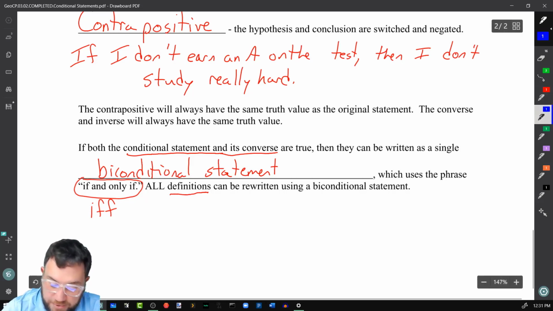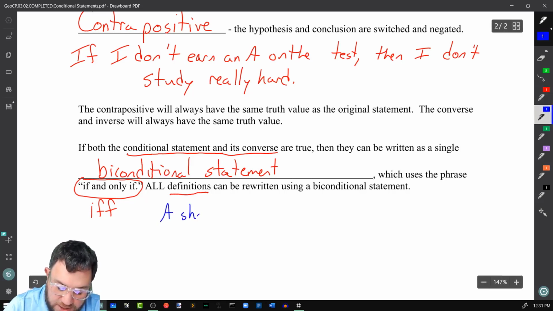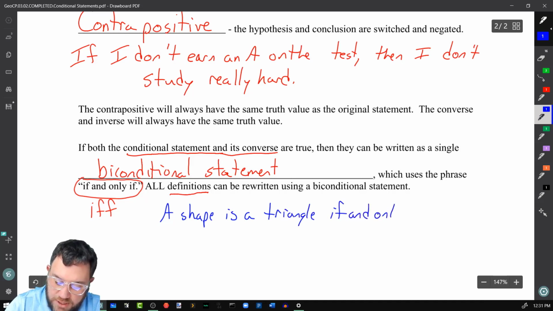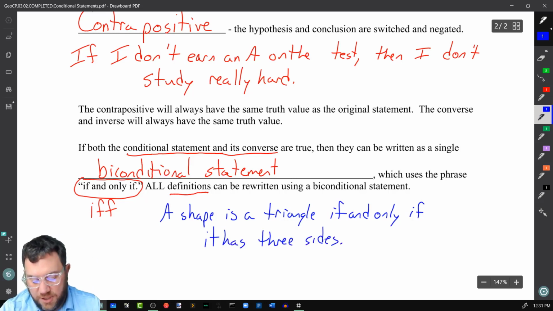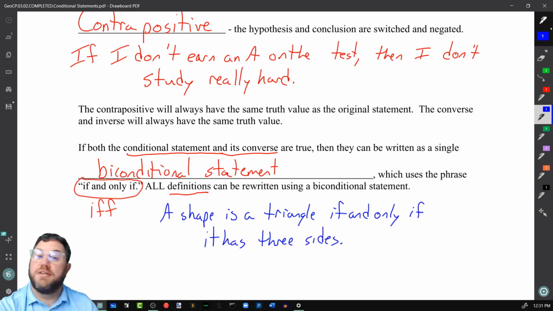So one example of that: a shape is a triangle if and only if it has three sides. And the reason that works is because if it has three sides, then it's a triangle. If it's a triangle, then it has three sides. It works forwards and backwards.